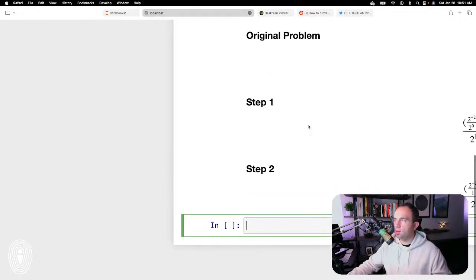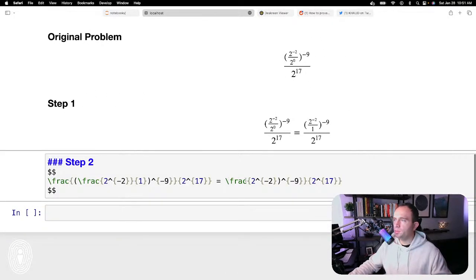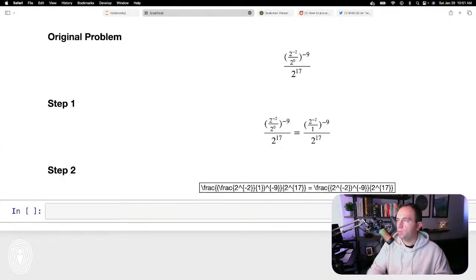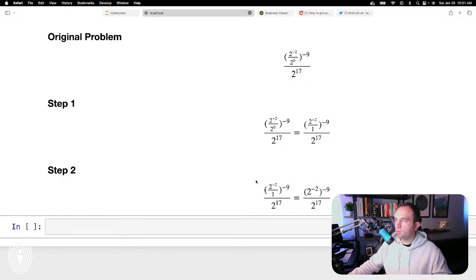Did I do that right? I don't think I did that right. Yeah, I missed a parenthesis. Okay, that's correct right there. Not a curly brace, a parenthesis. Sorry about that. So again, we went from 2 to the 0 equals 1, and now we're going from 1 to just removing that for simplicity's sake.